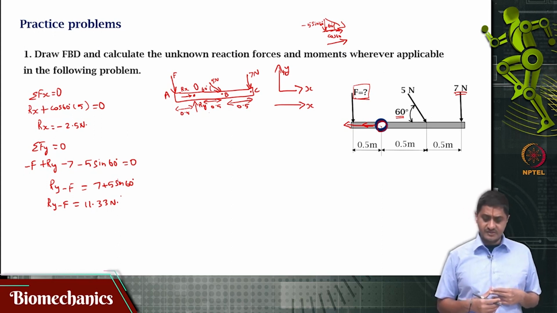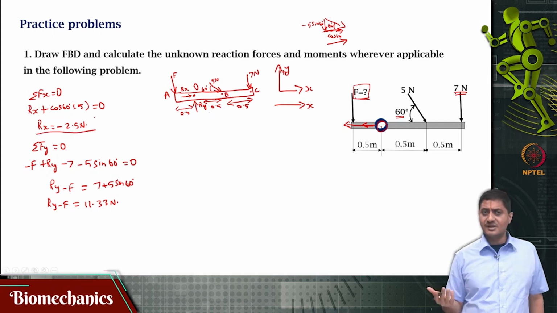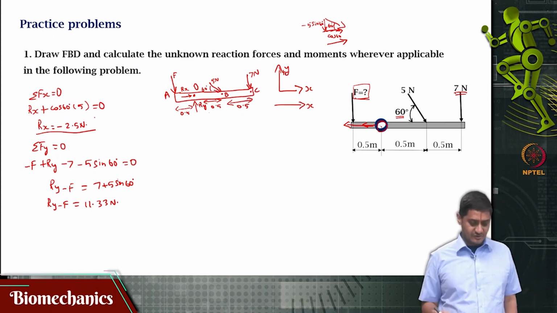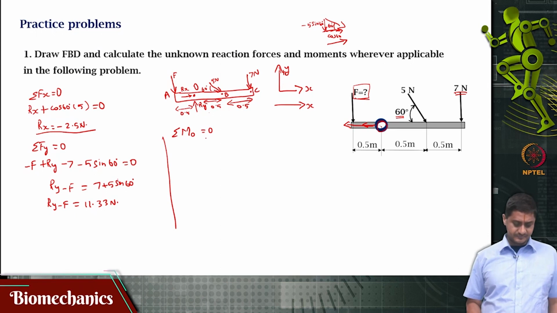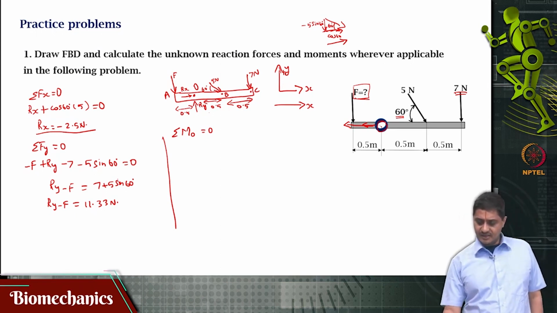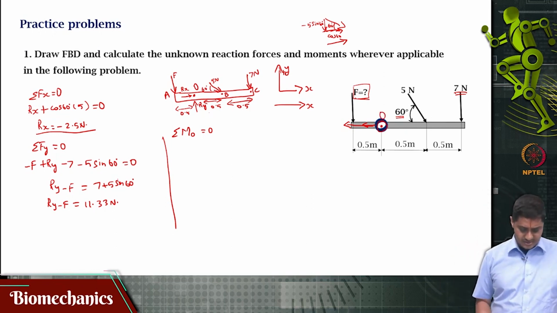I do not know how to find it, because the previous equation is in Rx. That is not very helpful for me, because there is no Rx term in this. So, that means that I have to write out the third equation of equilibrium, which is sigma m about O is 0. This whole thing can rotate, and I am taking moment about this point O, right?